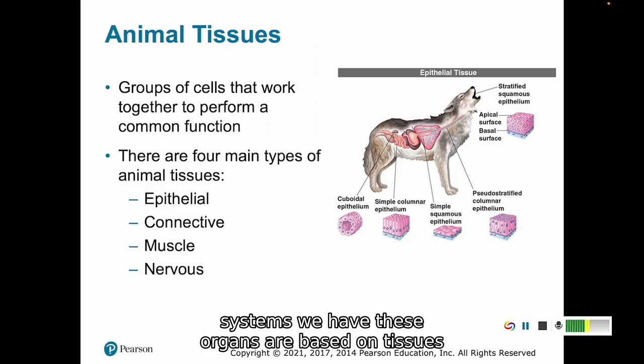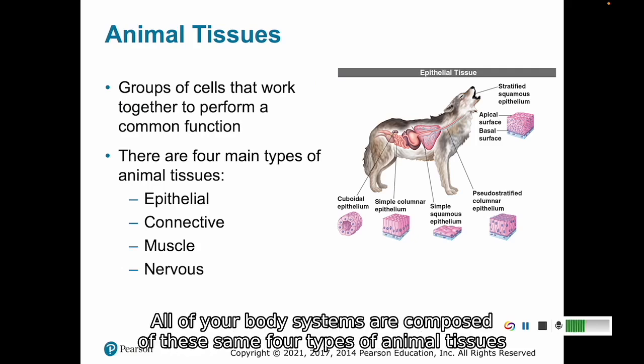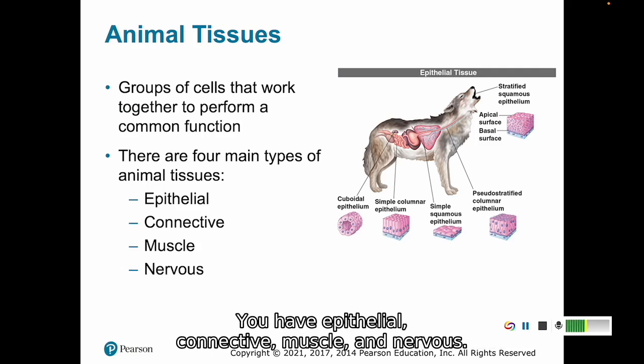These organs are based on tissues. Tissues are a group of cells that work together to perform a common function, and all of your body systems are composed of these same four types of animal tissues. We have epithelial, connective, muscle, and nervous.